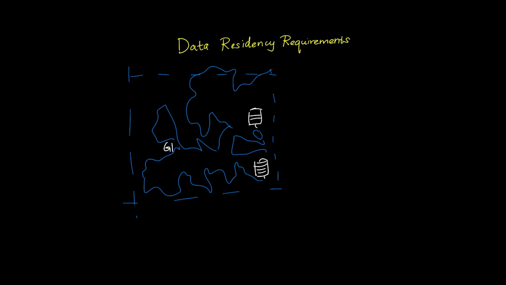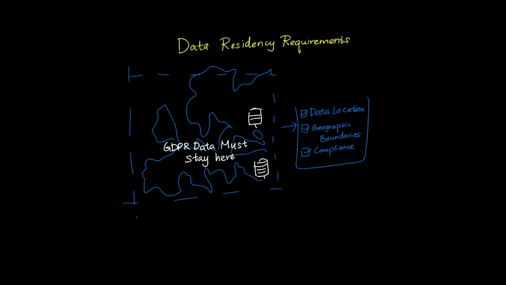Data residency specifically addresses where data physically resides and is processed, ensuring it stays within defined geographic boundaries to comply with regional laws. This means organizations must know exactly which data centers their data inhabits and ensure those locations align with regulatory requirements. Cloud providers offer region selection and data residency guarantees specifically to address these requirements.